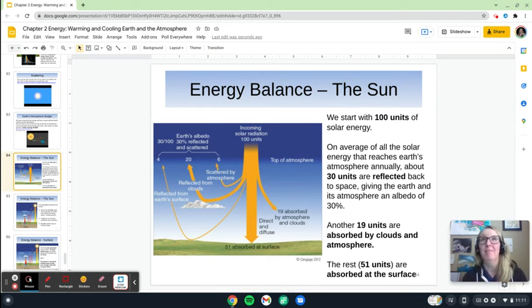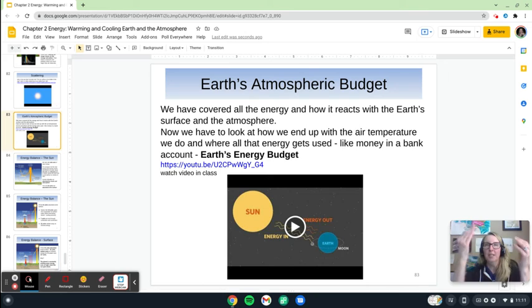So, that being said, if this explanation still feels really wonky to you, please look at it in your book. The book and the lecture slides definitely go together, but obviously it's a different perspective on how to learn these things. Okay, so now we know about the energy that comes in.